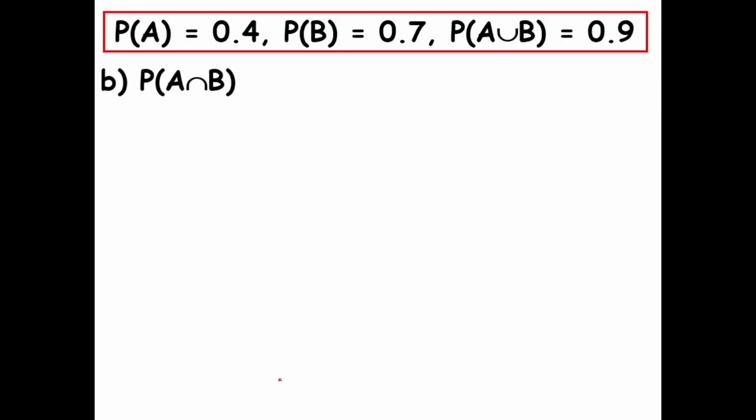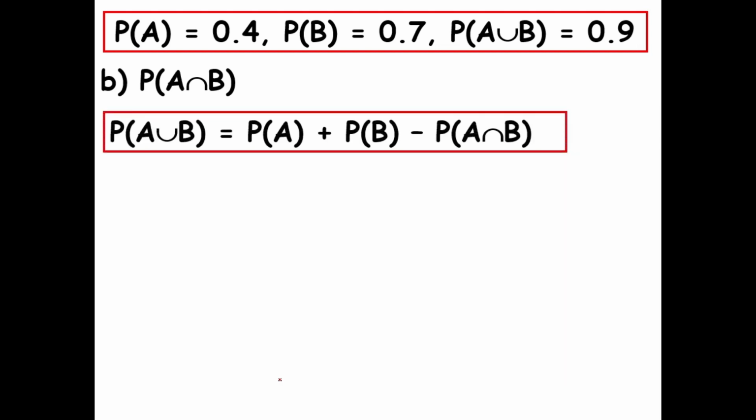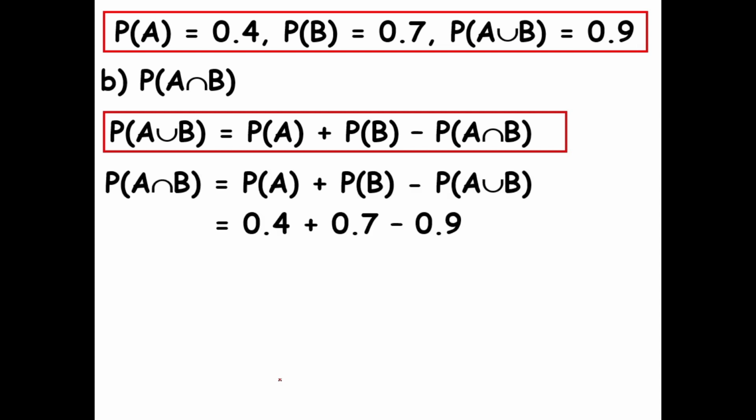Part B. Find the probability of A intersect B. By using the formula of the addition rule, P(A union B) equals P(A) plus P(B) minus P(A intersect B), we rearrange the equation so that the probability of A intersect B is the subject. Substitute all the given values, 0.4 plus 0.7 minus 0.9, we get the probability of A intersect B as 0.2.